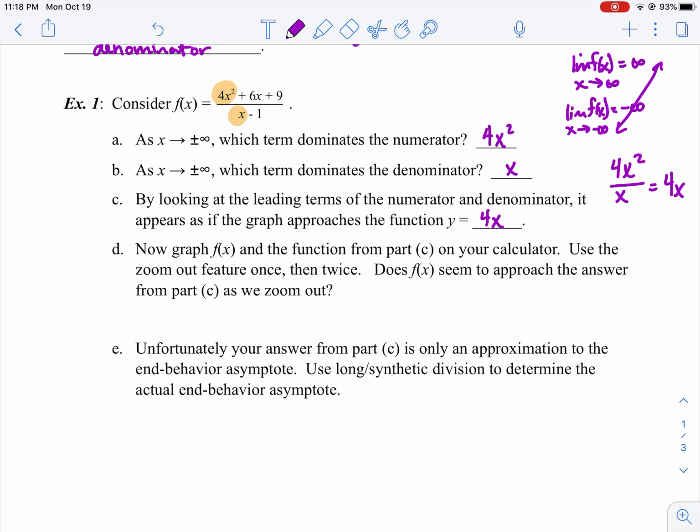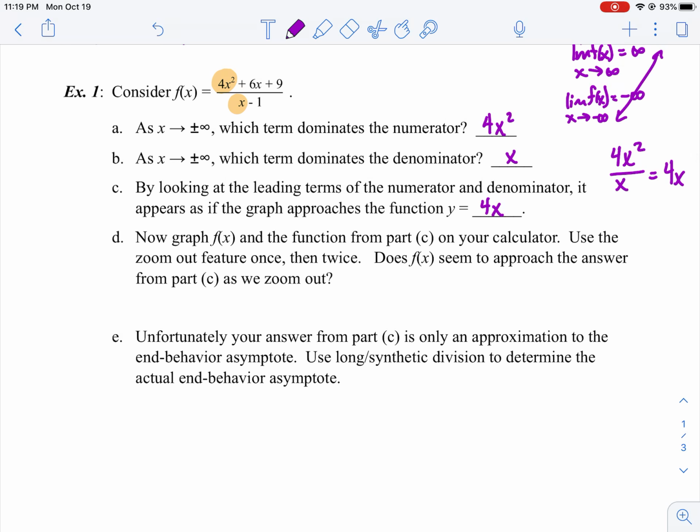As you can see in part D, it says now graph them, and does it seem to approach the answer as we zoom out? Yes, it does. If we zoom way out, it certainly looks good, but it's not quite the asymptote. So this is where we can use synthetic division or long division if needed to help us out.